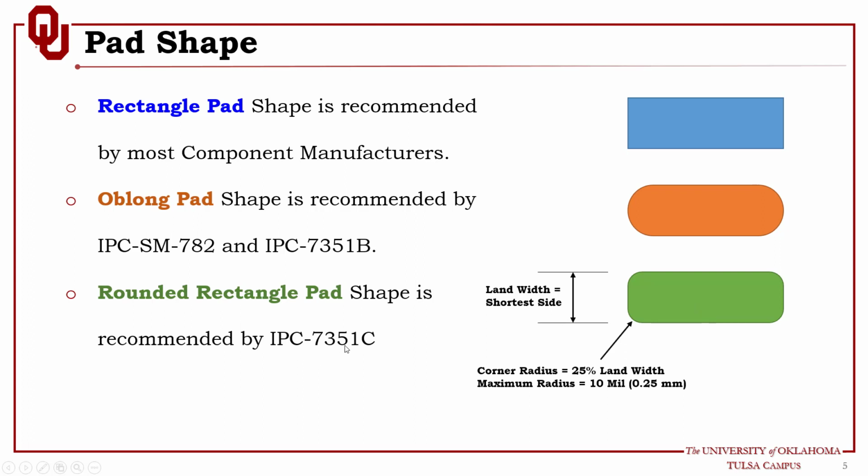Now, when they came to the C, the new revision of the standard, they recommended the rounded rectangle pad shape like that. And they defined the requirement for this pad such that the corner radius should be 25% of the land width. So this is the land width, and this is the length of the land, and this radius should be defined as 25% of the land width. And the minimum you can go with that radius is 10 mil, which equals 0.25 millimeter.